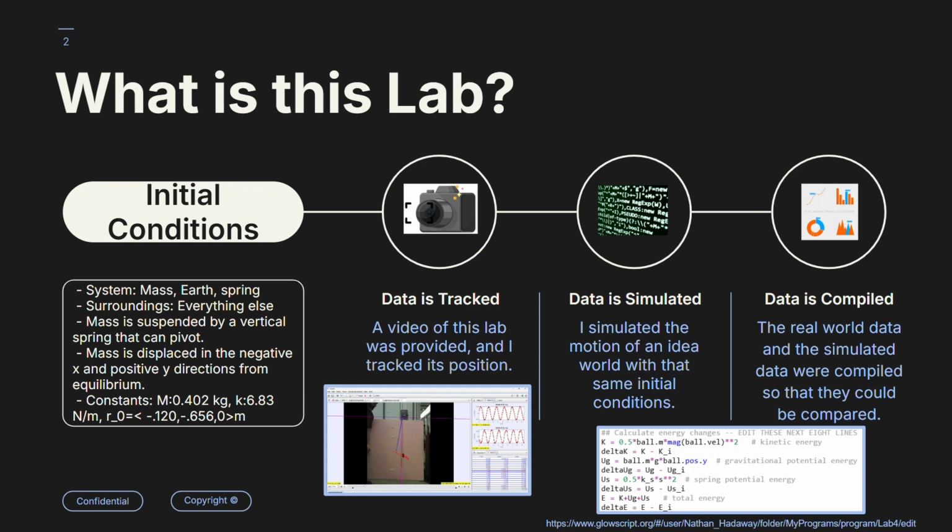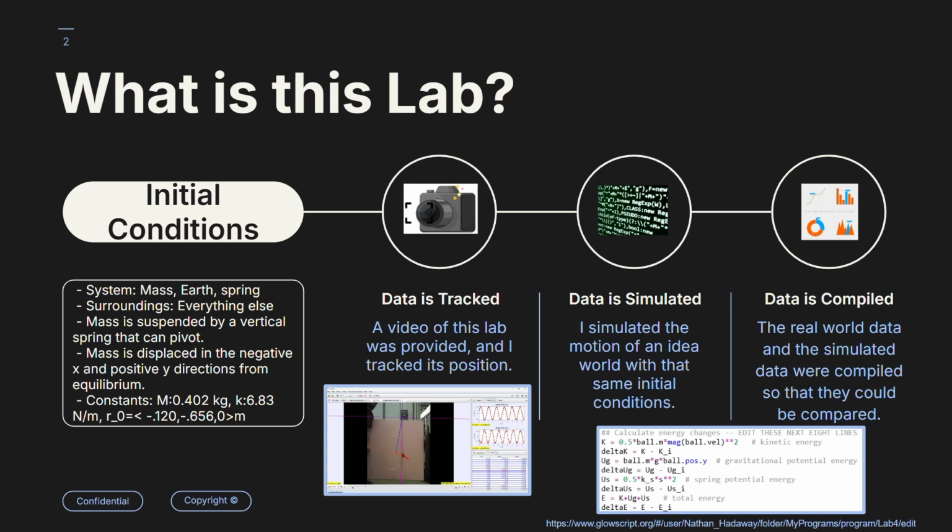The initial position that the mass was set to was negative 0.120 and negative 0.656 meters for the x and y positions. That's setting the origin of the axes to be the place where the spring is pivoting, the top of the spring, the end that's not connected to the mass. So the first thing I did was I took a video of this mass moving through the air, and I tracked its position. Second thing I did was I tried to simulate the exact same thing in a GlowScript in code, and use the exact same initial conditions as the real world.